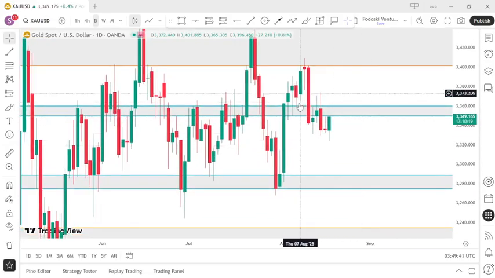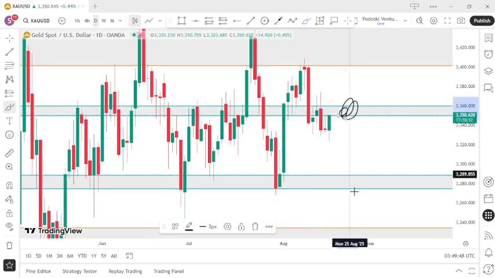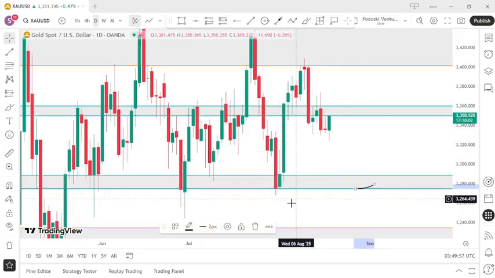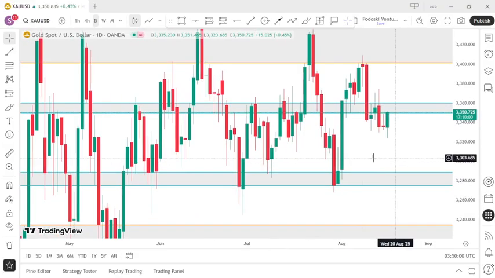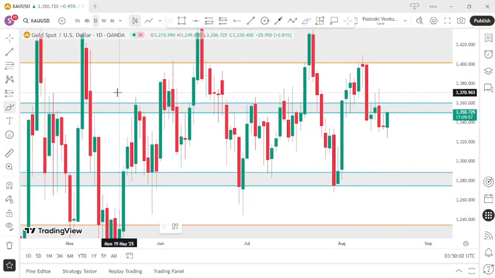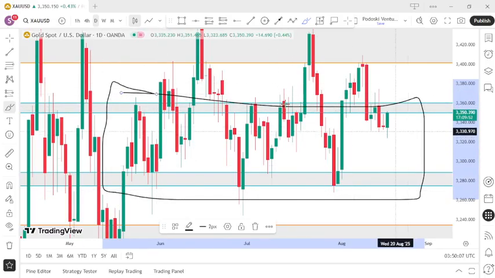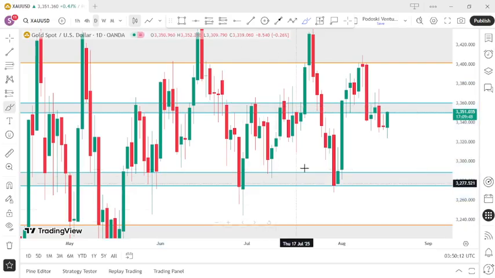Okay, so on the daily time frame, I have my daily midway zone here, my daily lower zone here. So from the daily time frame, you can see that price is consolidating. Yeah, price has been consolidating in this particular zone here for a while now.